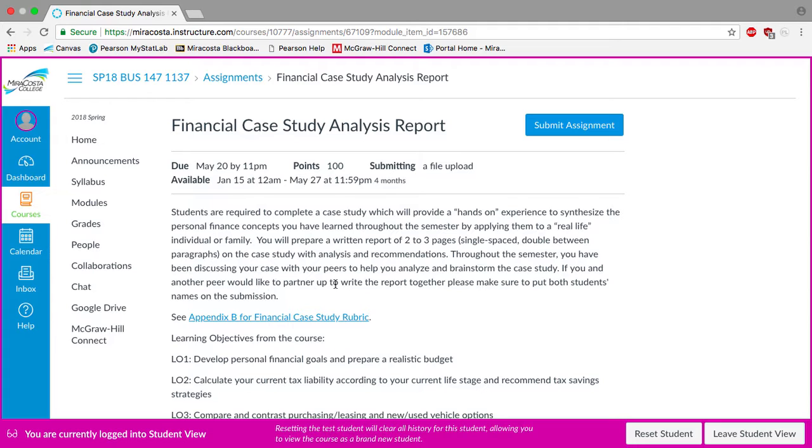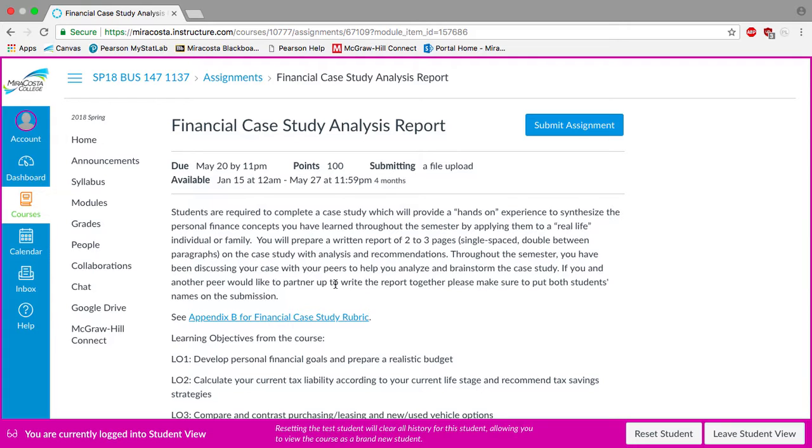So you're going to put together a written report of 2 to 3 pages, single space, double between paragraphs, on the case study that you chose. In this report, you'll have your analysis and recommendations as well as a reflection. So I would recommend going back to some of the discussion boards where we discussed our case study and using that to help you brainstorm what you'll write in the report.